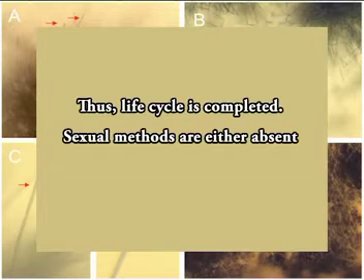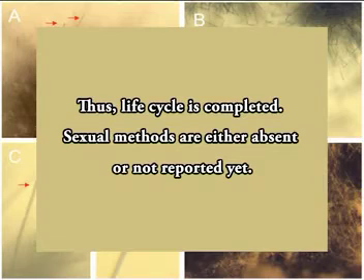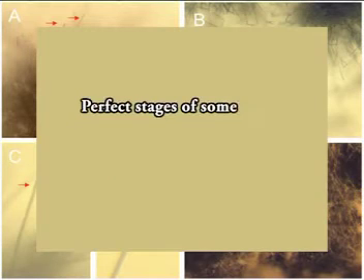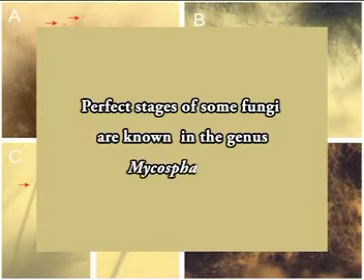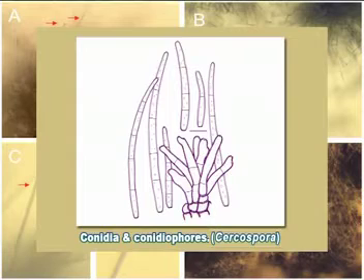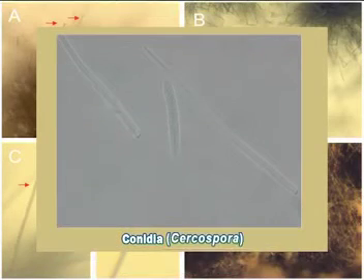Sexual methods are either absent or not reported yet. The perfect stage of some fungi is known in the genus Mycosphaerella. Two anomalous groups of Cercospora are found to exist, that is, those with colored conidia and those with hyaline conidia.